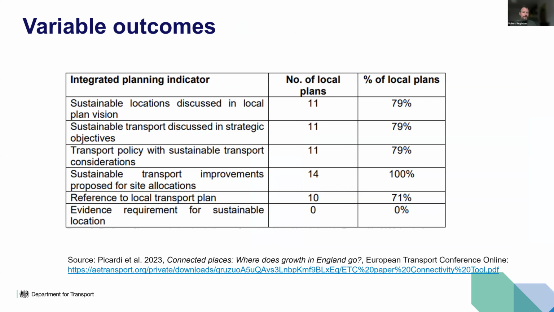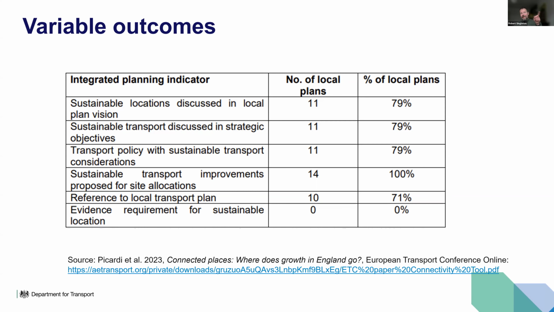Next slide, please. And this leads to variable outcomes, as I've said before. Ultimately, national policy is interpreted at a local level in a way that is useful. It uses very similar language. So it talks about sustainable locations, it talks about sustainable transport, it talks about transport policy with sustainable transport embedded in it, it talks about sustainable transport improvements, it references sometimes the local transport plans, but ultimately the evidential requirement for what actually constitutes a sustainable location is notably absent.